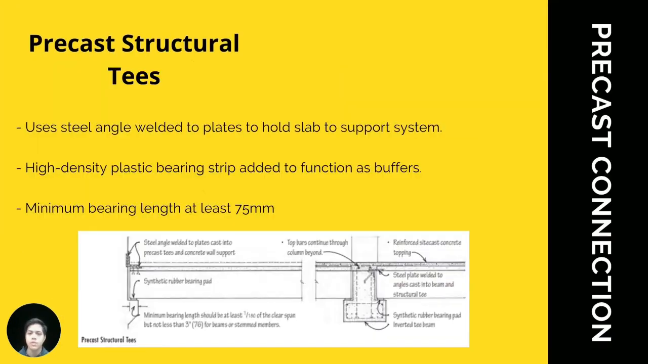So you move on to the third precast concrete connection, which is precast structural tees. This precast connection uses steel angle that is welded to plates to hold the slab to the support system, which is the beam. It also uses high density plastic bearing, the same as the precast slab, that we put in between the floor slab and the beam to act as a buffer. It also requires a 75 millimeter bearing length in order to avoid spalling from happening.